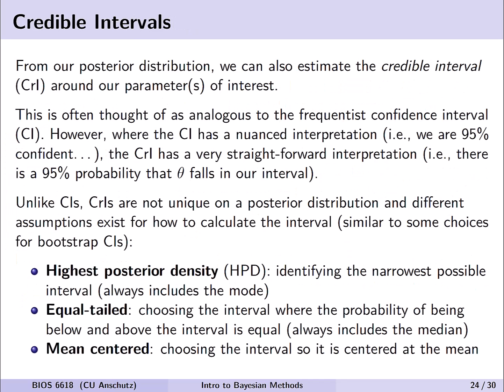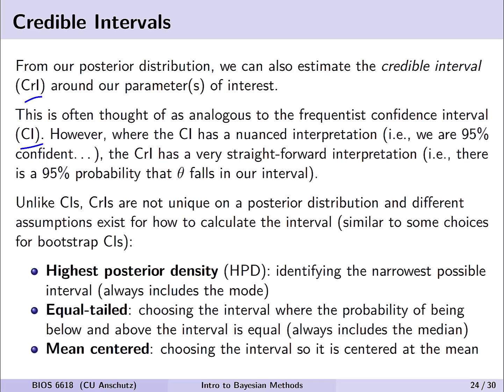We may also be interested in trying to get some estimate of the variability of our estimators or the distribution, and this comes in the form of what are known as credible intervals. From the posterior distribution, we can estimate the credible interval, commonly denoted CRI, to help distinguish it from the frequentist confidence interval, which is often denoted CI. Again, this is often thought of as analogous to the frequentist confidence interval, but once again, I think the interpretation is more straightforward for the most part. The confidence interval has that kind of strange, we're 95% confident that, whereas the credible interval is more straightforward in that there's a 95% probability that theta, our true value of our parameter or parameters, falls within our estimated interval.